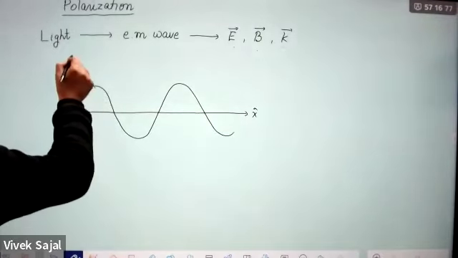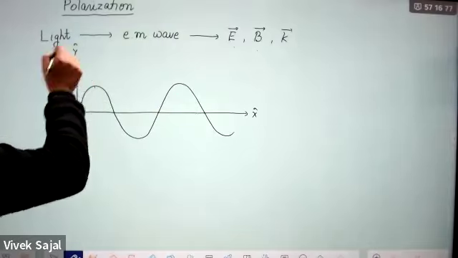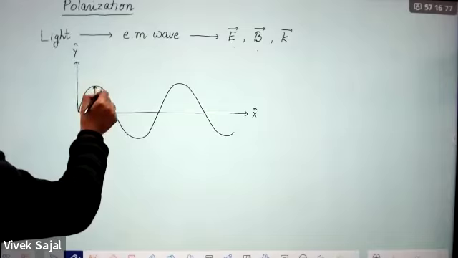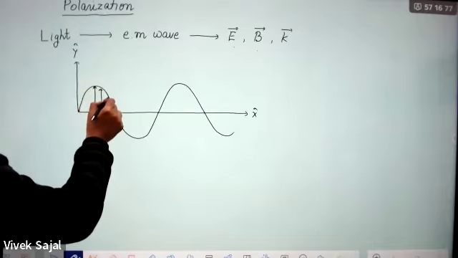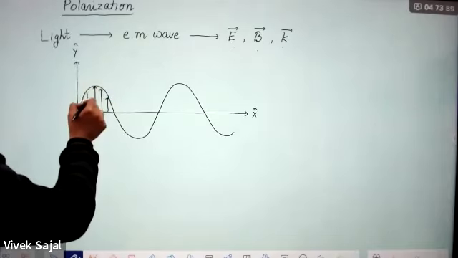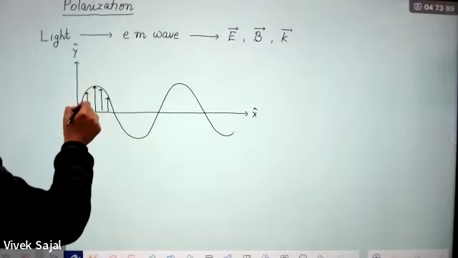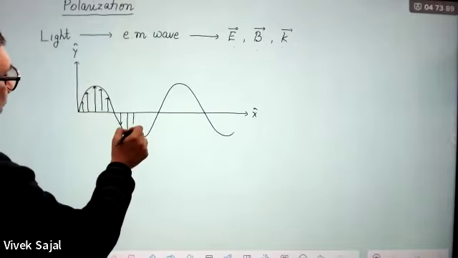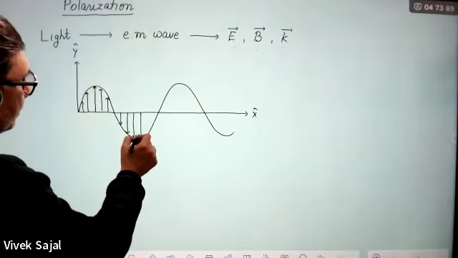So in which direction is this electric vector? It is in the y direction. So this is an oscillating electric vector, and it is oscillating in the y cap direction. It is oscillating like this. This is the electric vector, oscillating electric vector.